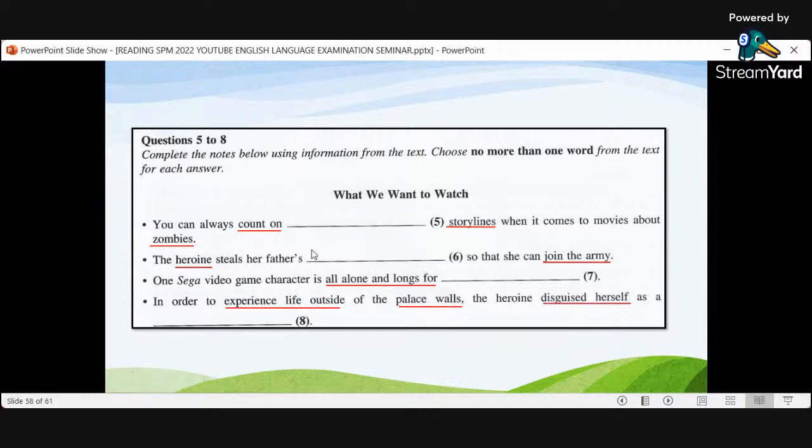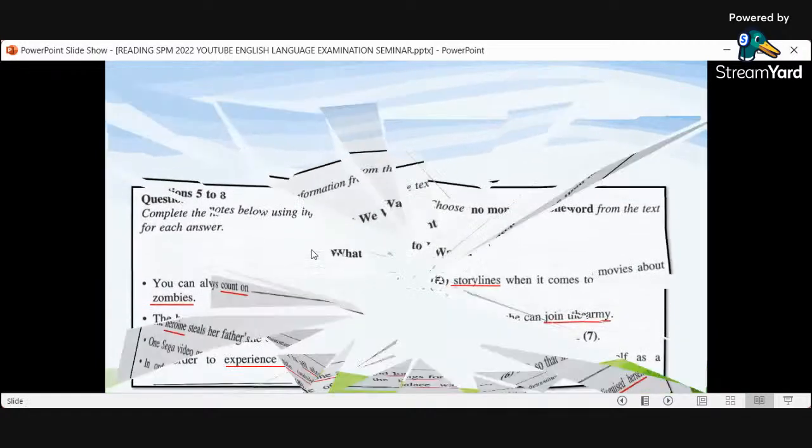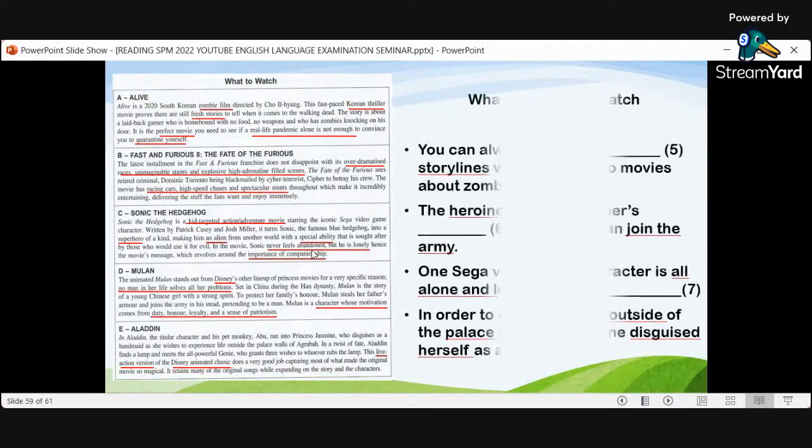One Sega video game character is all alone and longs for. And in order to experience life outside palace walls, the heroine disguises herself as a. Okay, so you need to find the answer.